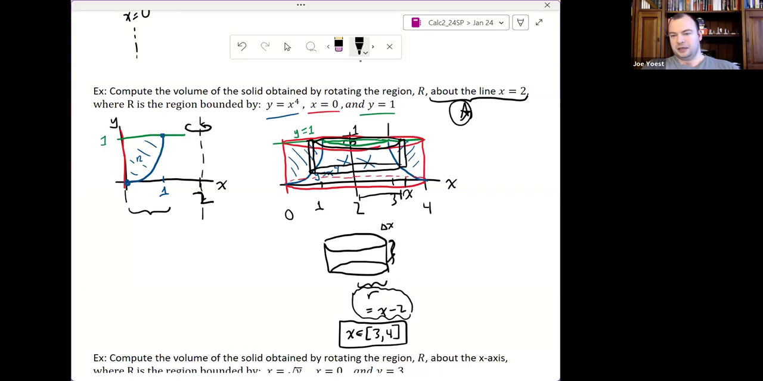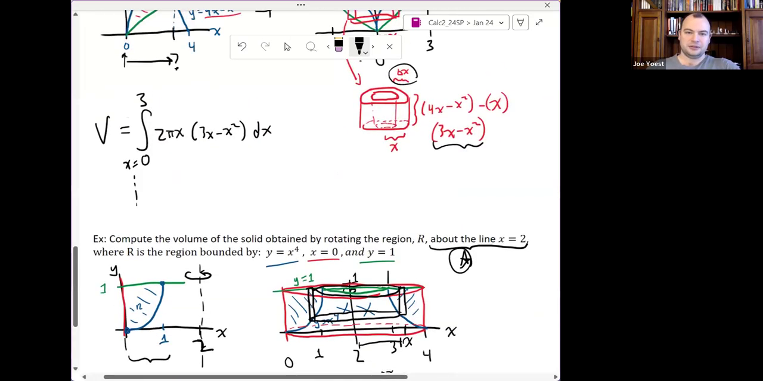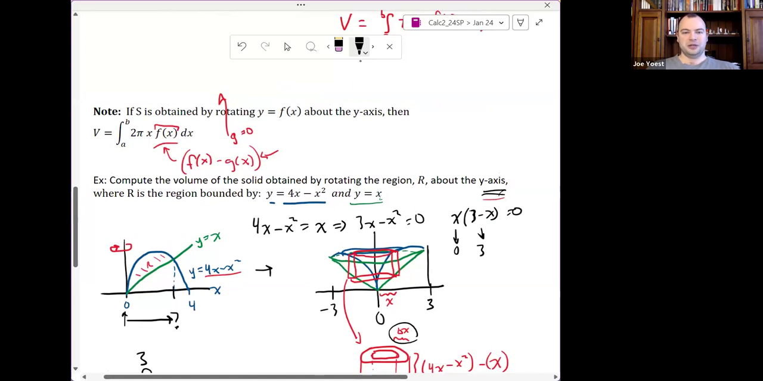And what's the height of a given shell? Well, it's going to be green function minus blue function, or its height is going to be 1 minus x to the 4th. Again, could I have done all of this just with that one basic formula up here? Well, no, I couldn't have.